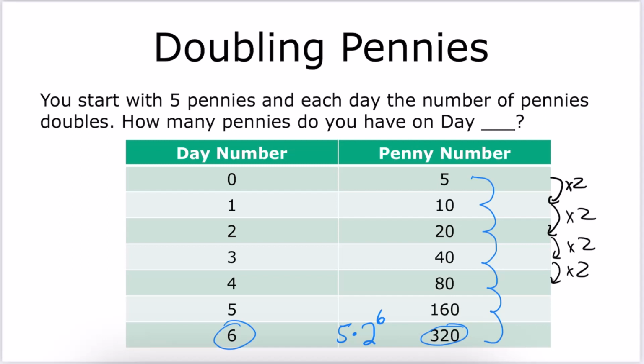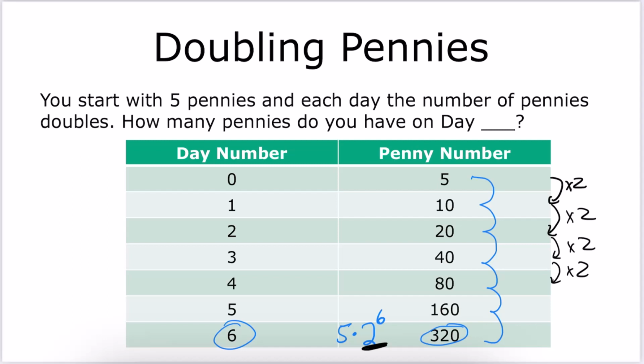And technically you could put parentheses around this if you wanted to show that it's just 2 to the 6th power, that you're not doing like 5 times 2 and then raising it to the exponent. But you don't have to put those parentheses there because the order of operations says that you do exponents first and then multiply.